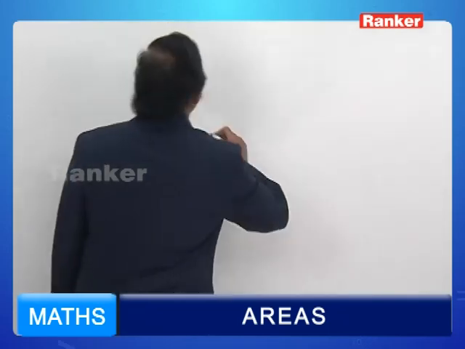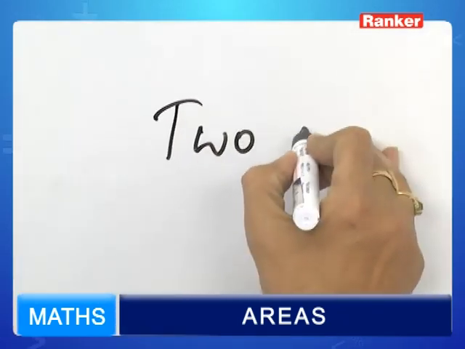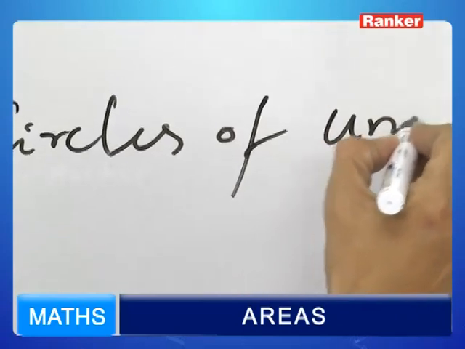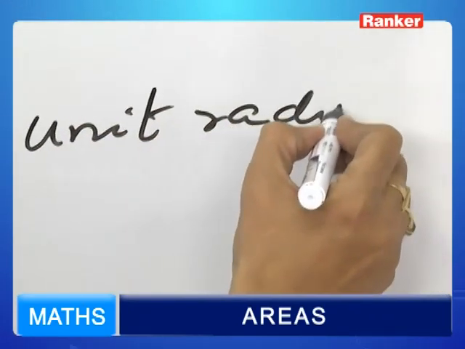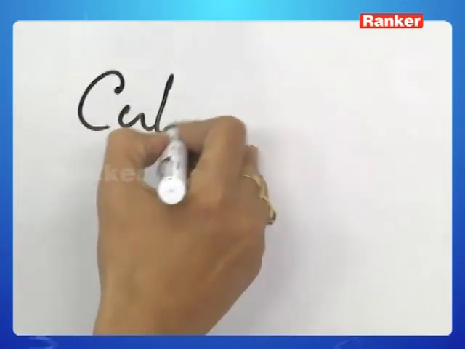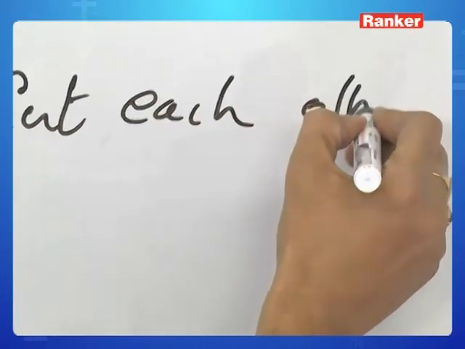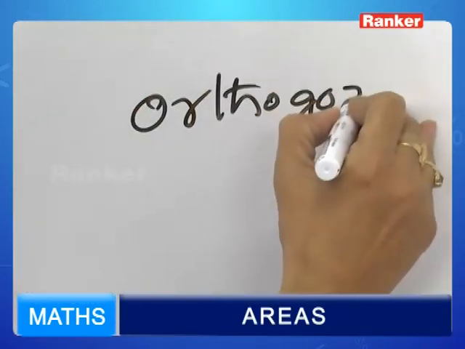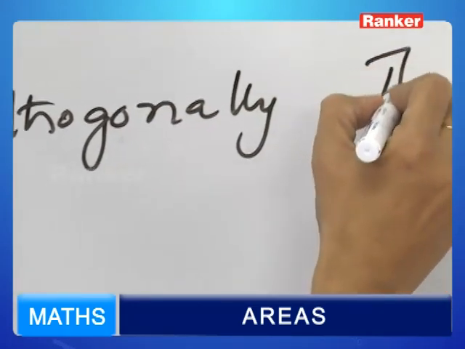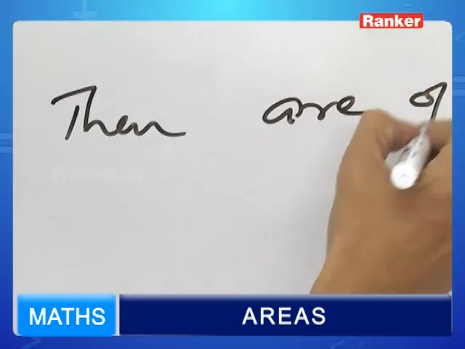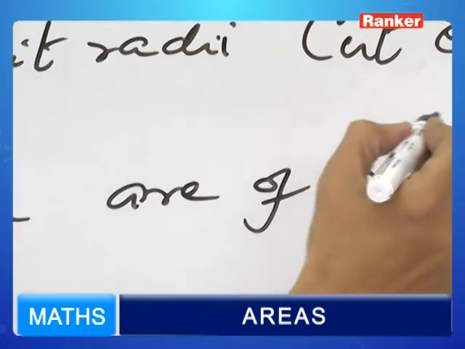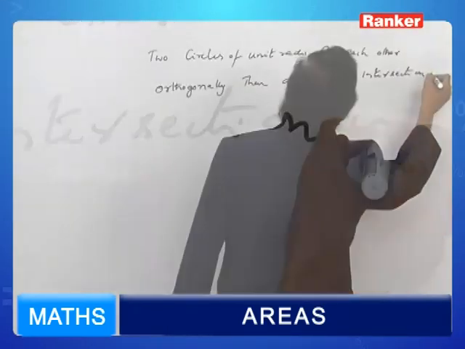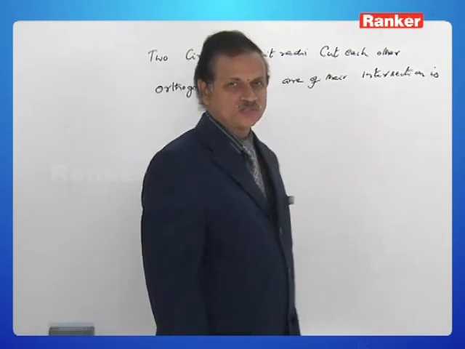What is the question? 2 circles of unit radii cut each other orthogonally. Then the area of their intersection is this much. He is asking us.